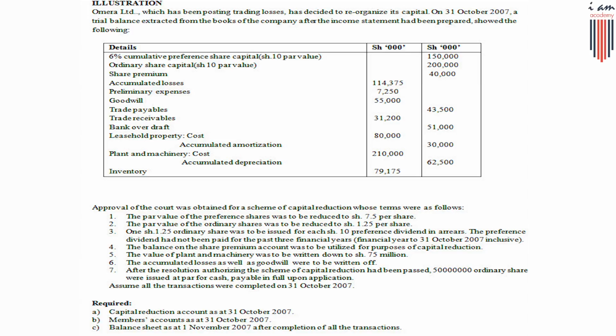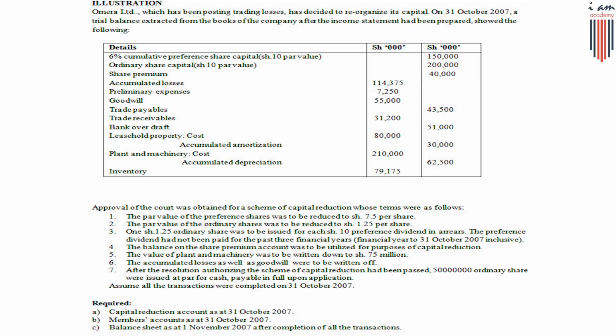Number 6, the accumulated losses as well as goodwill were to be written off. If accumulated losses are written off, that is obvious. Whether you are told that statement, friends, you will always know. When we are doing reconstruction, one of the items we'll have to write off are the accumulated losses. We are going to debit our capital reduction. We credit our retained earnings with the losses written off.